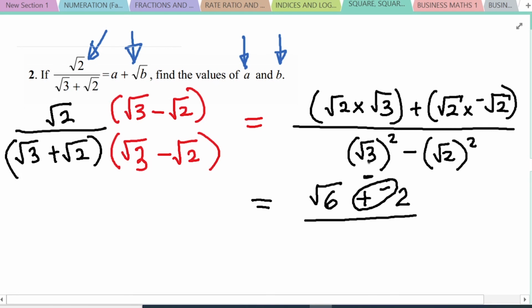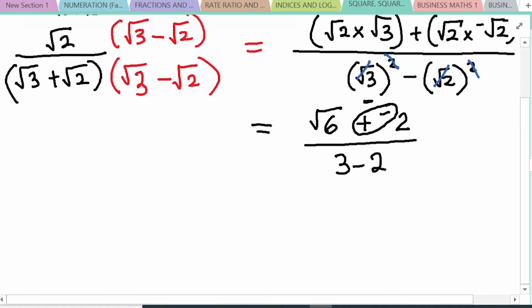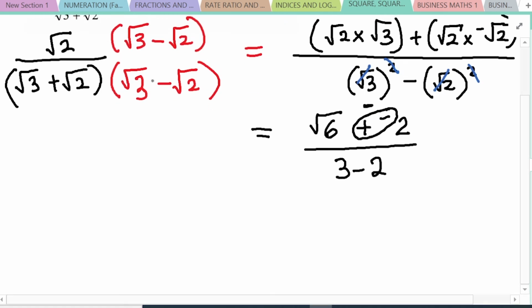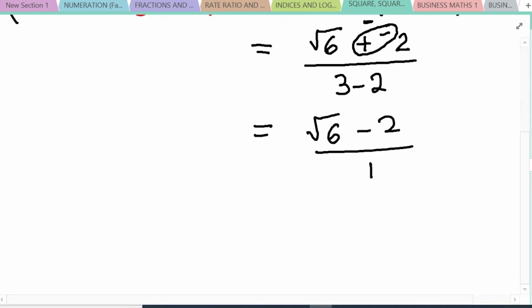Of course, this positive and negative will end up giving us a negative. Divide that by, of course, the square root sign goes with that. In the denominator, we shall end up with 3 minus 2. So from there, we shall end up having square root of 6 minus 2, divided by 3 minus 2, which is 1. So in other words, our answer here is simply root of 6 minus 2.